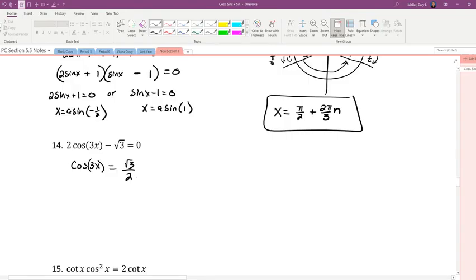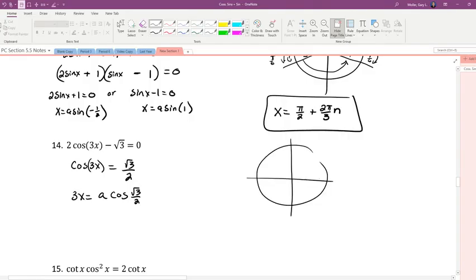All right, I'm going to leave the 3x alone for now. I'm going to take the arc cosine to get 3x equals the arc cosine of root 3 over 2. So I'm going to go to my circle, root 3 over 2. That's going to be the cosine, the bigger one. So we're looking at where cosine is positive, so we're looking at these two angles. And these are pi over 6s.